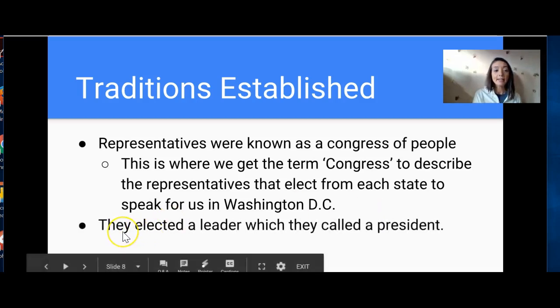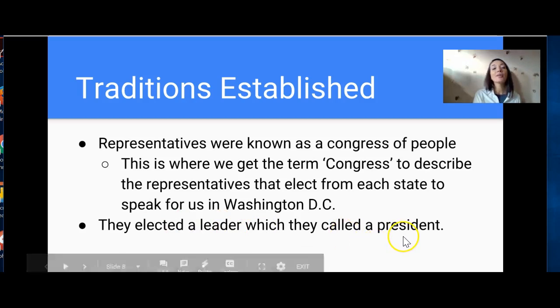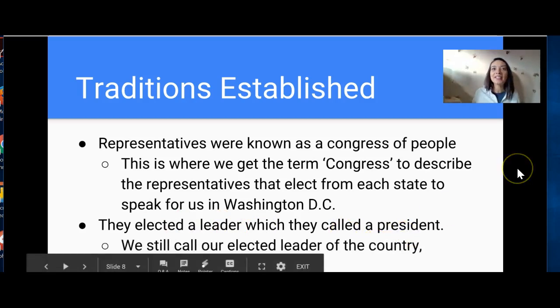Okay, in the Continental Congress, they elected a leader, and they called this leader a president. Hey, that's what we still call the leader of our country, a president.